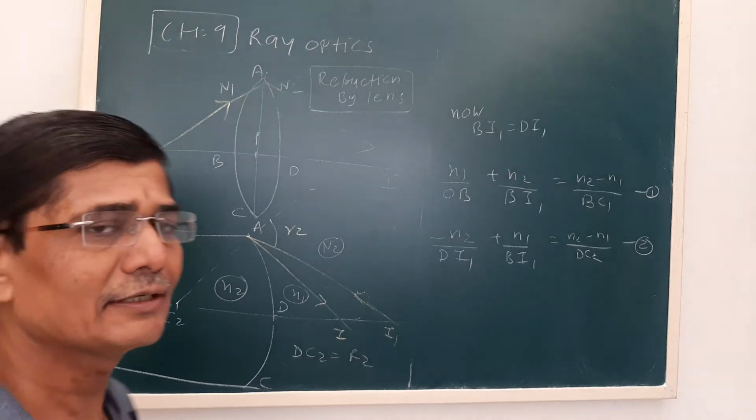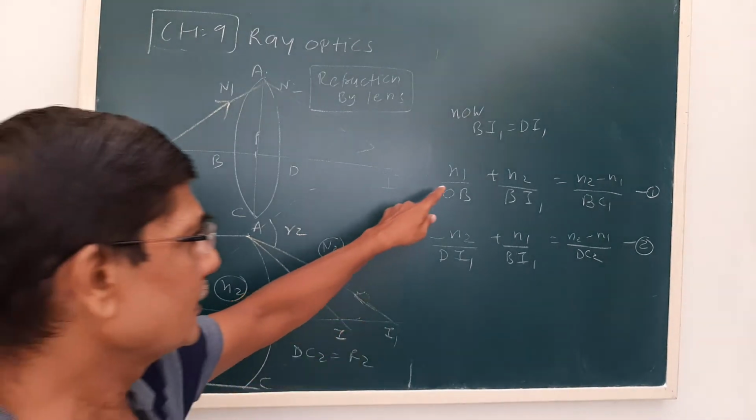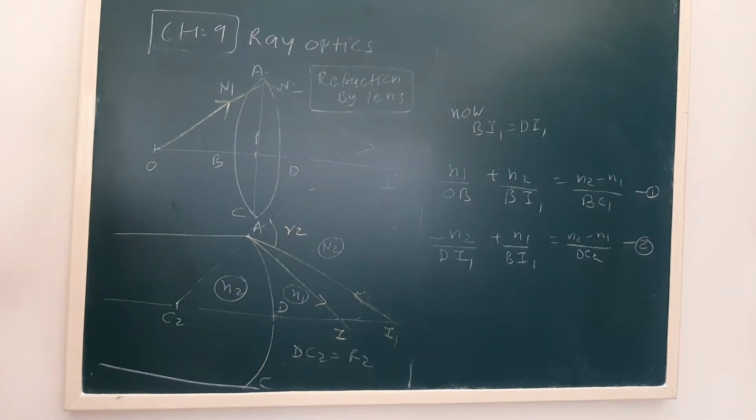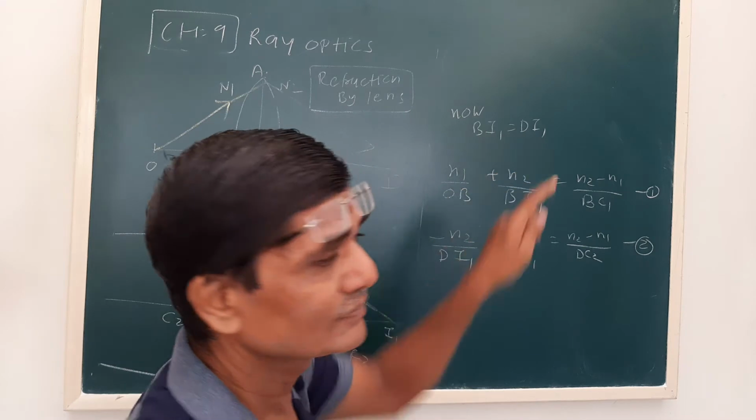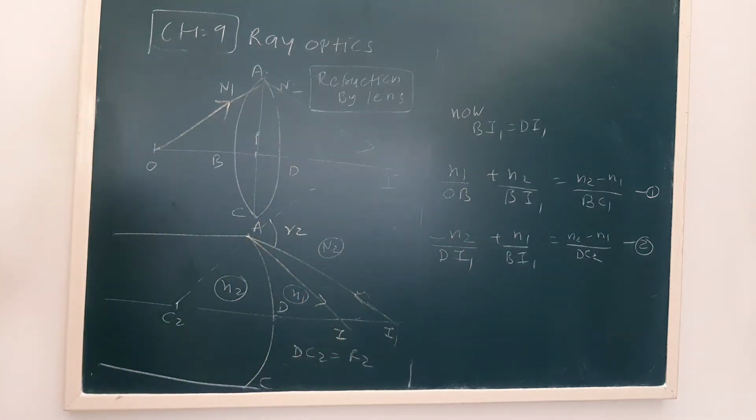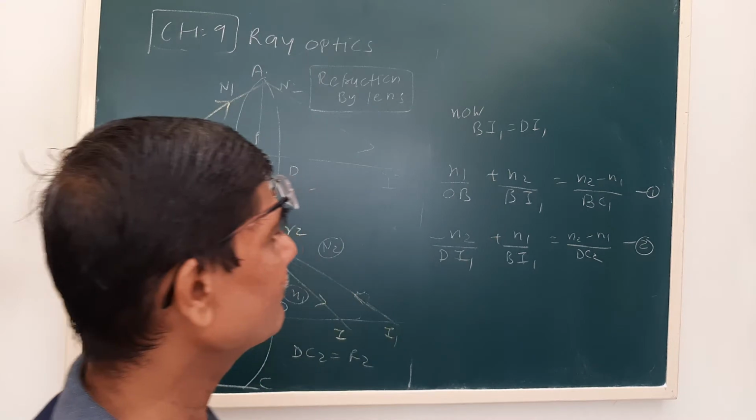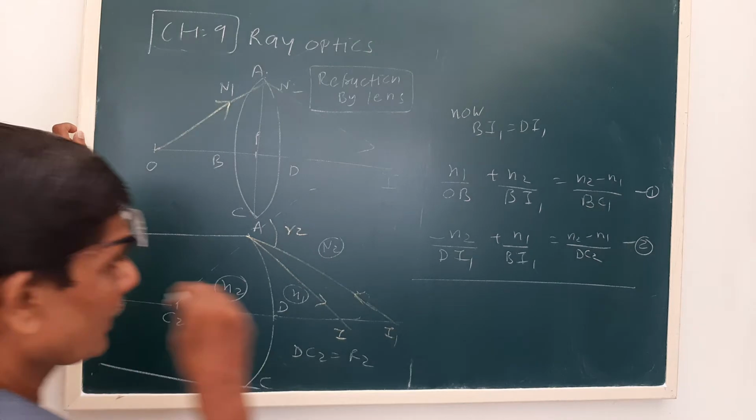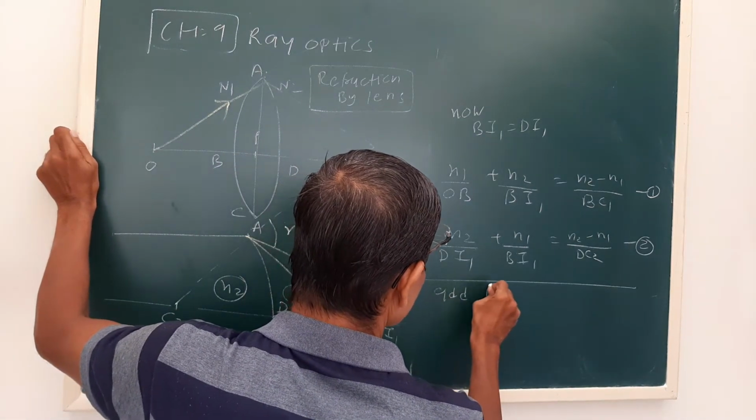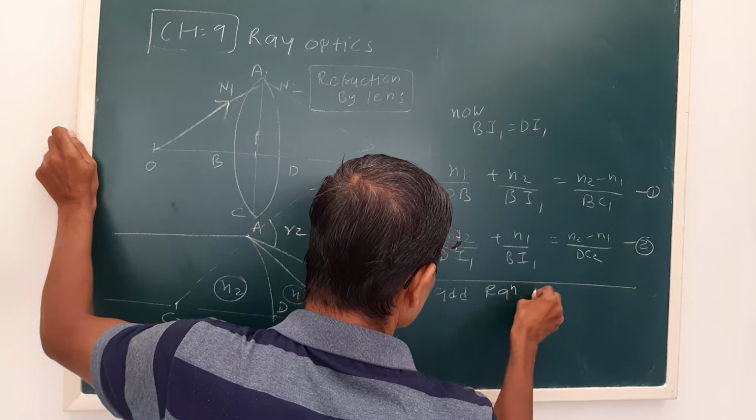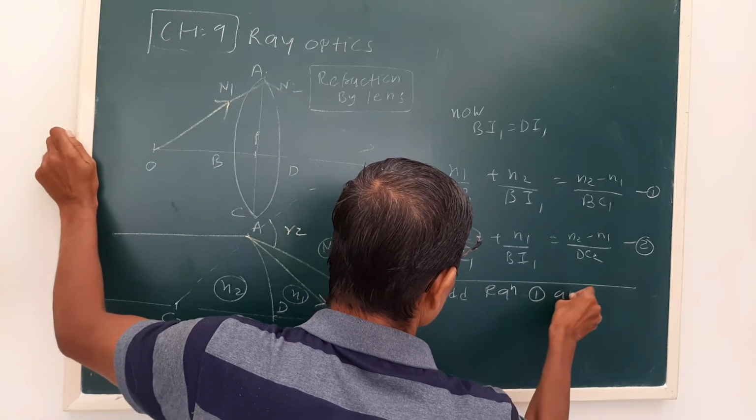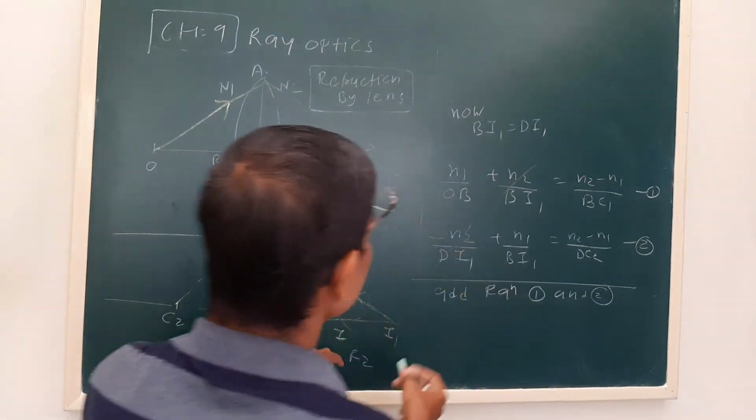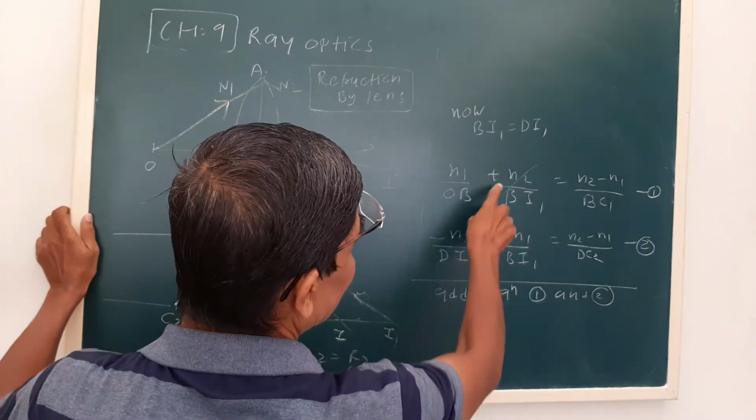Now I have written the equations for the ABC surface and the ADC surface together. The image formed by the first surface acts as an object for the second, so BI1 and DI1 will be equal. Let us call these equations 1 and 2. If I add equations 1 and 2, because BI1 and DI1 are equal, they will get cancelled.